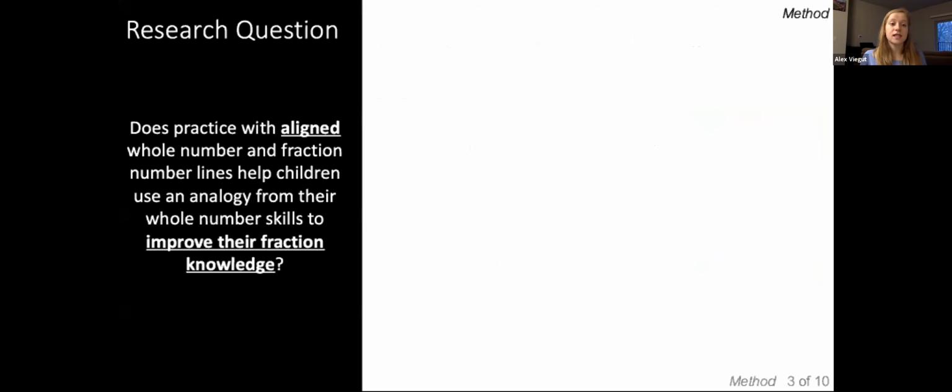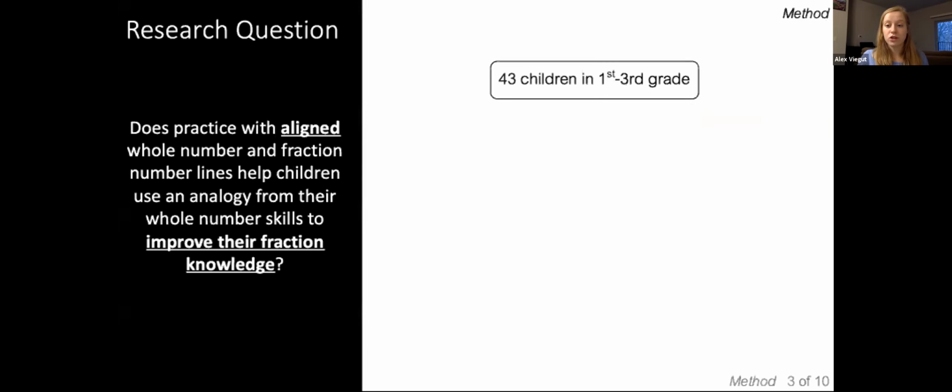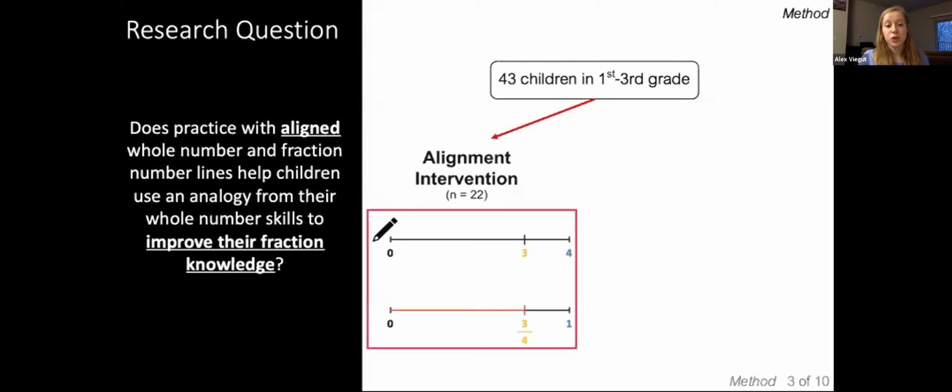So the research question then is, does practice with aligned whole number and fraction number lines help children use this analogy to improve their fraction knowledge? So to test that, we had 43 children in 1st through 3rd grade, and we randomly assigned them to 2 conditions. So half of the children were assigned to an alignment intervention condition, in which we taught them this strategy for putting fractions on number lines.